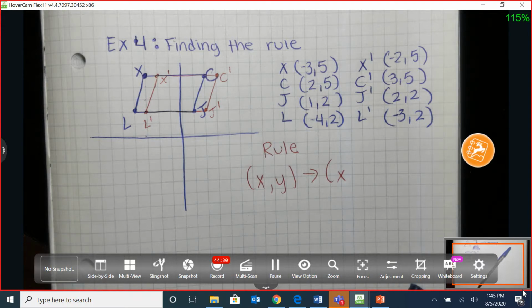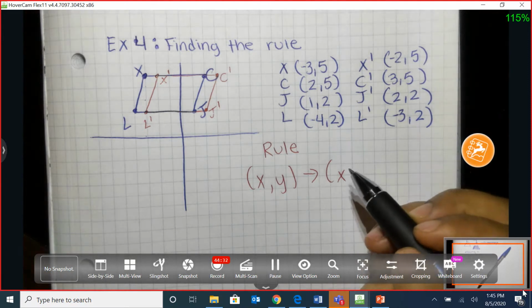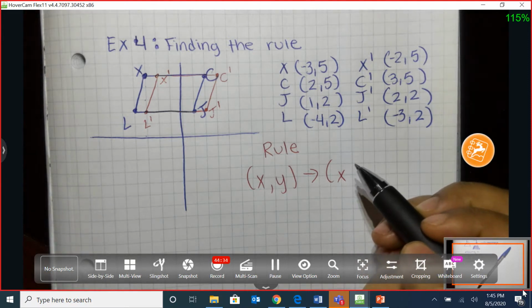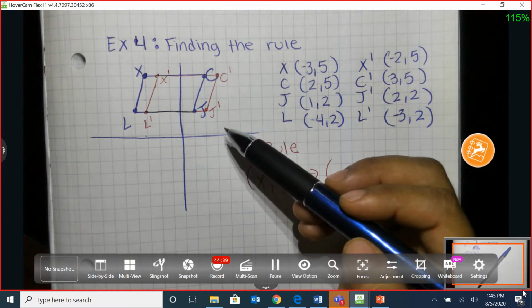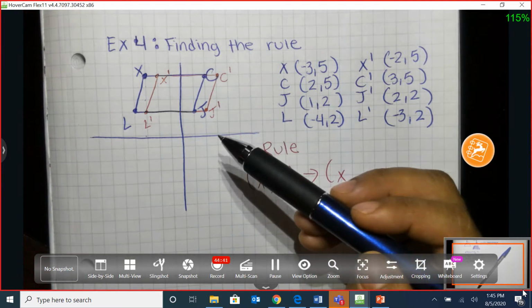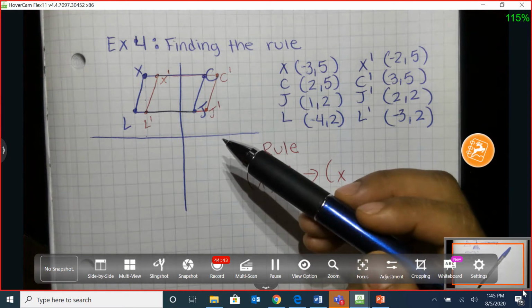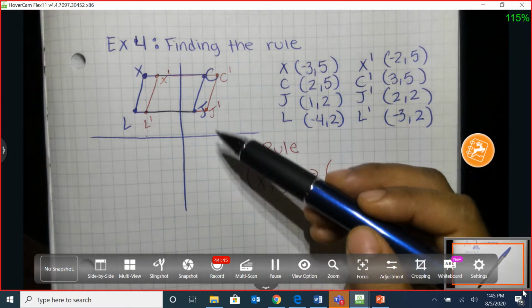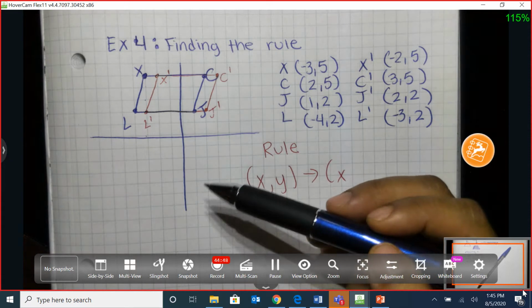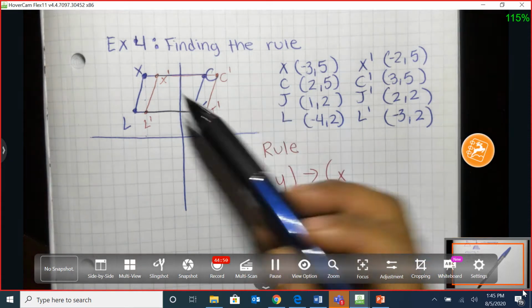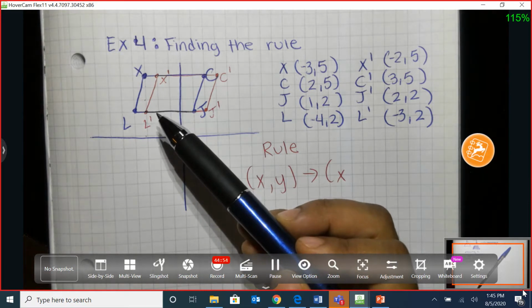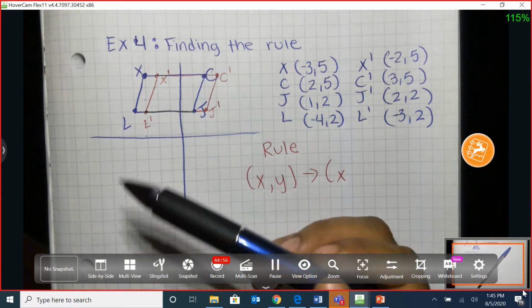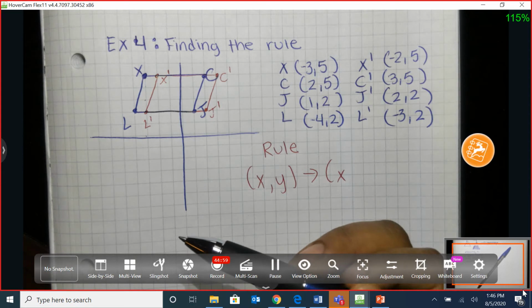All right, guys. So on this one, we have to always look at any point and see how many units it went left or right first, remember, because x comes before the y. And then determine how many units it went up or down. Now, do you notice something about this picture? Did it move only one way or both ways? By just looking at it. Only one way, right? It didn't move up or down.